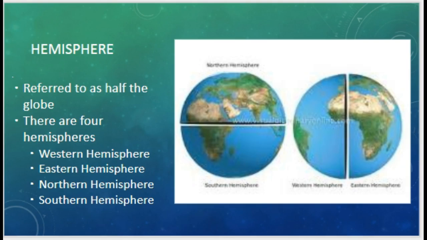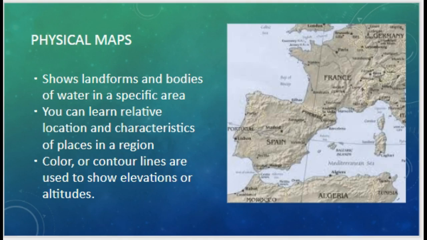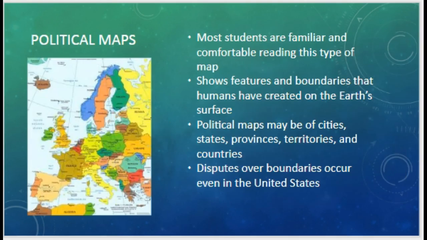Hemispheres. Referred to as half the globe. There are 4 hemispheres: western, eastern, northern, and southern. Physical maps show landforms and bodies of water in a specific area. You can learn relative location and characteristics of places in a region. Color or contour lines are used to show elevations or altitudes.